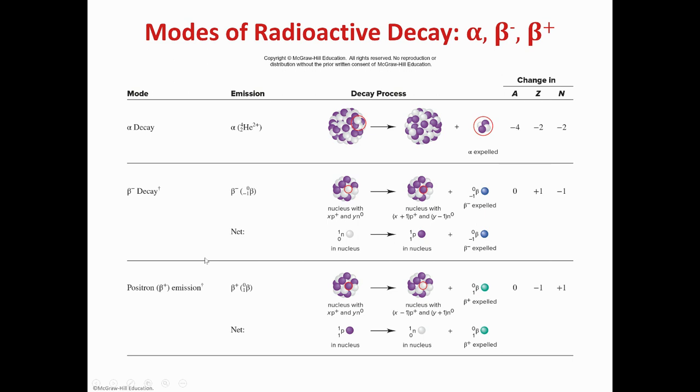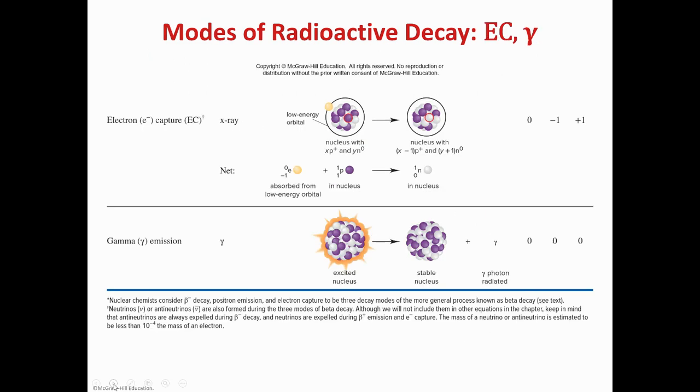Okay, so this is a really handy chart. It shows the mode of decay, alpha, and it tells you what's emitted. And so it's just a good summary of what we talked about. You can take a look at it more closely. I'll let you slow down if you have to.